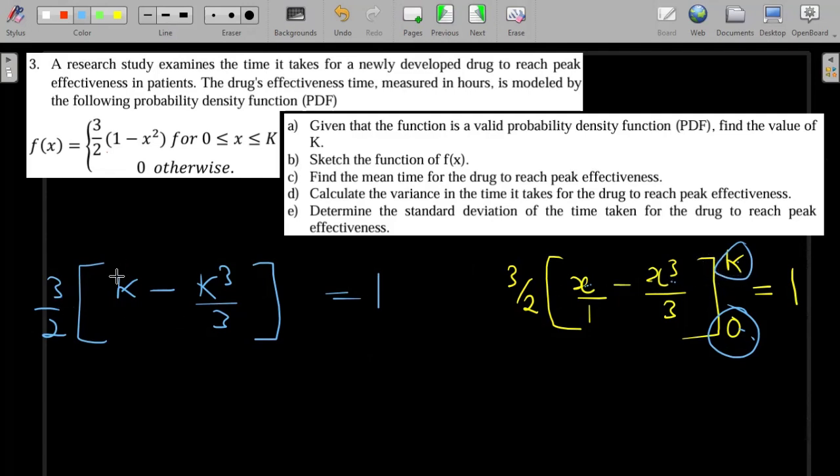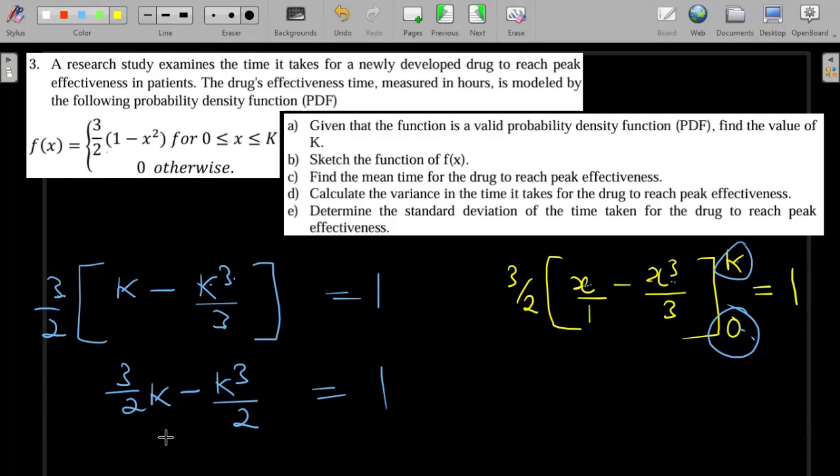Okay, and then from here, we can multiply with this. So it will be 3 over 2k minus 3 over 2 multiplied by k to the power 3 over 3. So this 3 will cancel with this 3. So what I end up having is k to the power 3 divided by 2. This is equals to 1.